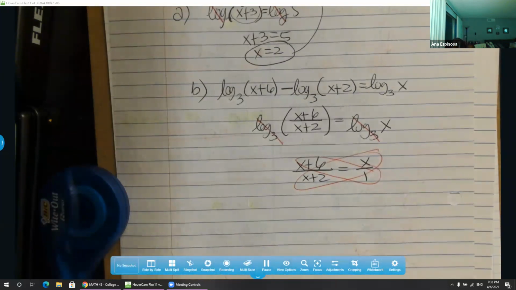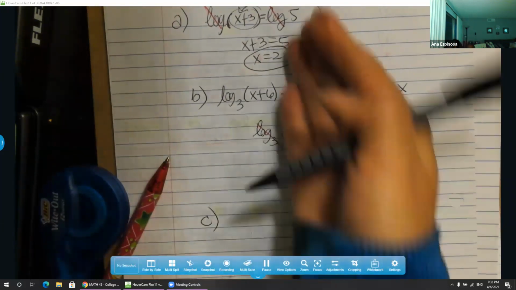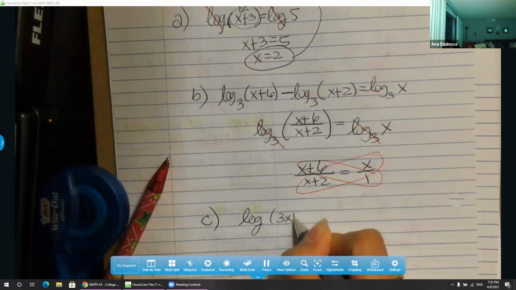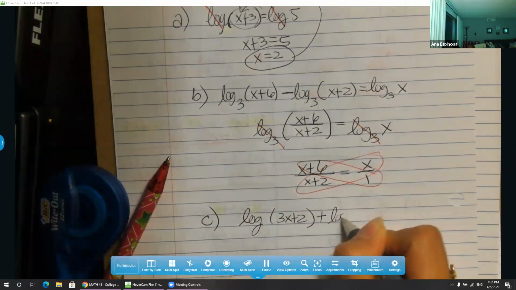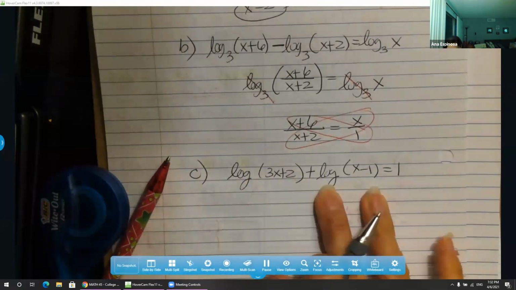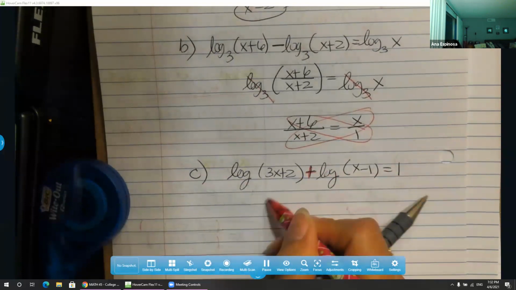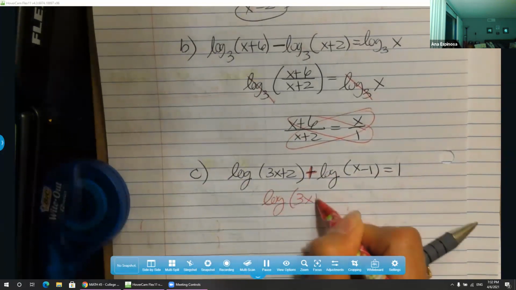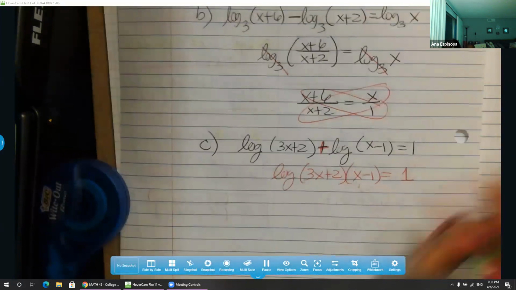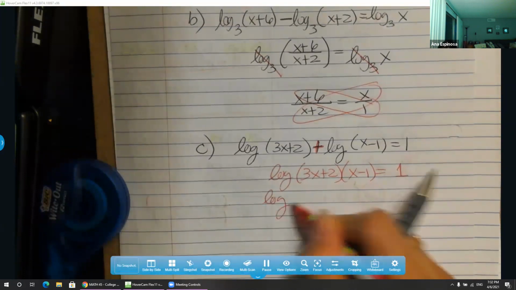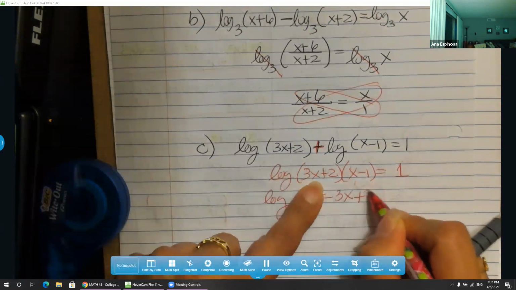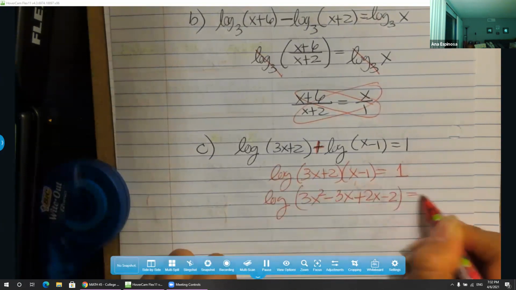All right, let's do another one. So I'm just helping you out with how to start solving these, not actually solving because I know you've got this. Log of 3x plus 2 plus log of x minus 1 equals 1. We have 2 logs on one side. You're going to condense. There's a plus in here. So that means you're going to multiply your arguments, and that equals 1. So you have log of 3x squared minus 3x plus 2x minus 2 equals 1.